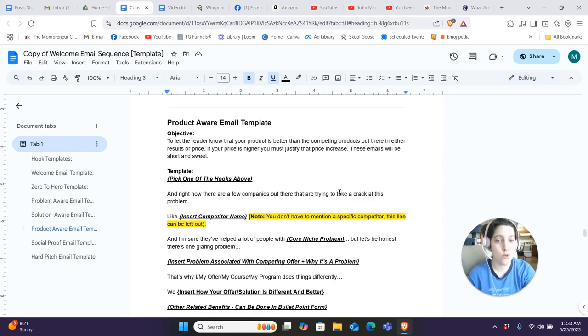This is going to let the reader know that your product is better than the competing products out there in either results or price. And if your price is higher, you have to justify that price increase. So these emails will be short and sweet.